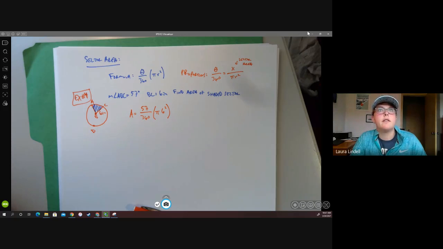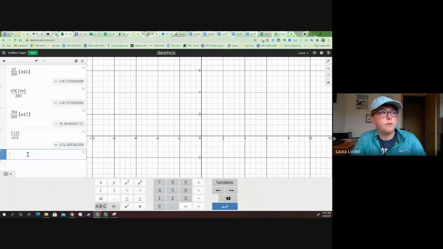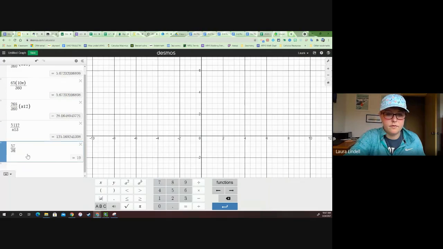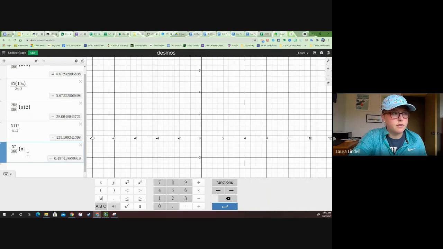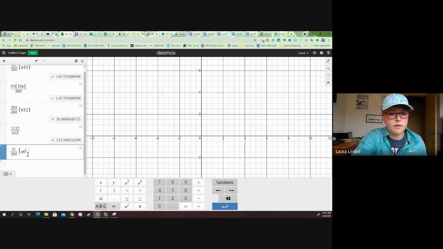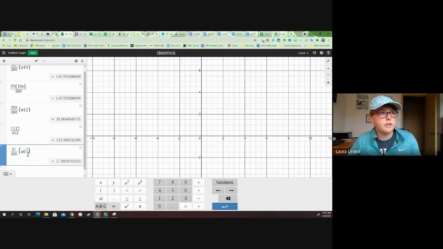So with that, grabbing our calculator, we're going to do 57 over 360. And then we're multiplying by pi times 6 squared. Type it in just like that. And we get 17.91, and that would be square inches here.